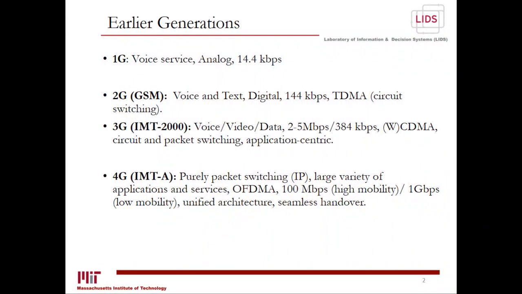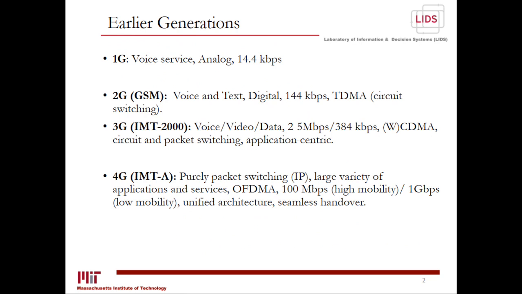Before starting to talk about my contribution in this work, let's talk a little about the history of wireless communication and cellular communication. It all started back in the 80s with the first generation of wireless communication. It was able to support voice service. It was the first analog cellular communication, 14.4 kilobit per second. I'm not even sure what we could do with that data rate back then.